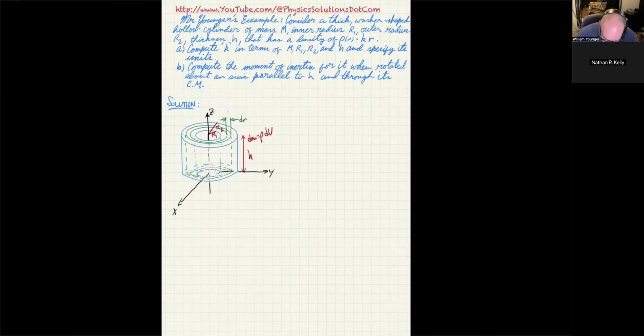All right. Now we're going to do another example of a moment of inertia calculation. For a solution, we need the moment of inertia I, given by the integral of r squared dm. This is what I call Mr. Younger's example. Consider a thick washer-shaped hollow cylinder of mass big M, inner radius r1, outer radius r2, thickness h, that has a density rho as a function of r equal to some constant k times r.